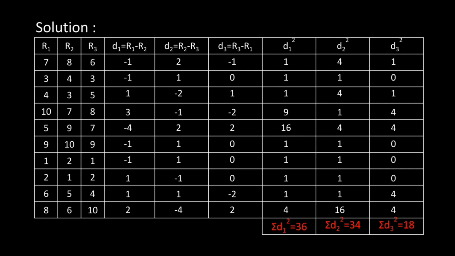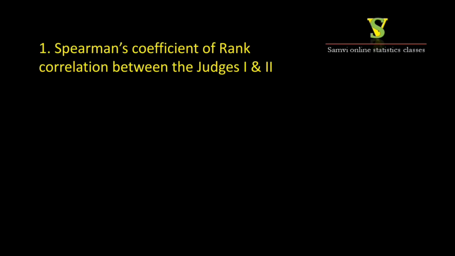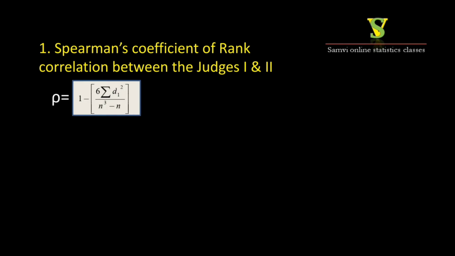Once you calculated what is D1 square, D2 square and D3 square, next step is finding what is the Spearman's coefficient of rank correlation. So let us move for the calculation here. First one, Spearman's coefficient of rank correlation between the judge 1 and judge 2. We know the formula rho equal to 1 minus 6 summation of d1 square divided by n cube minus n. We know the value of summation of d1 square and also the n value. Just substitute the values, we'll get the result like this.